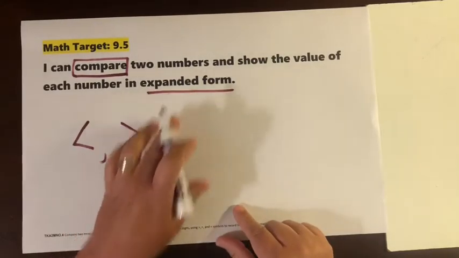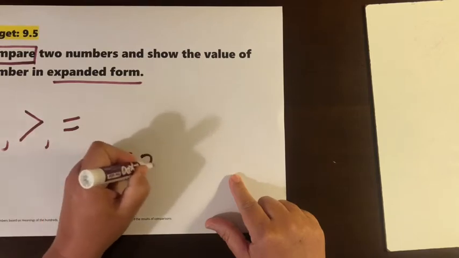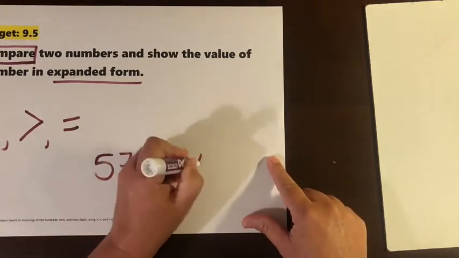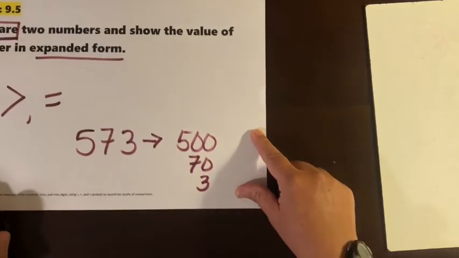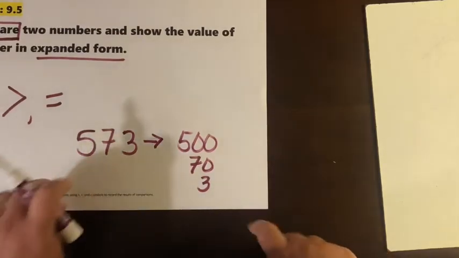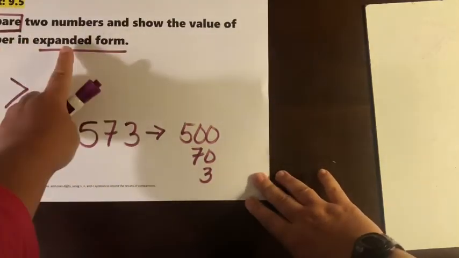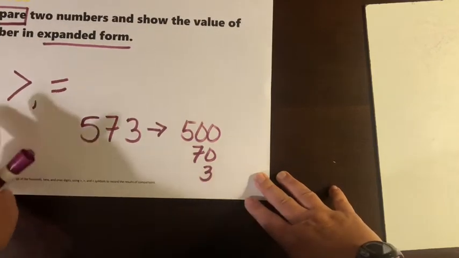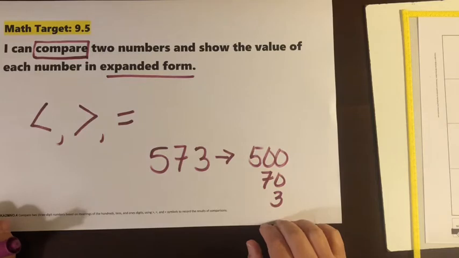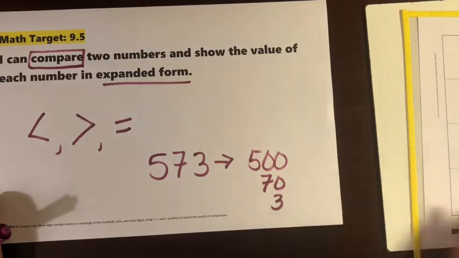Good job. And we know that expanded form, like whenever we looked at that number, 573, we expanded it out to say 500, and then a 70, and then a 3. That is an expanded number. So we are going to be looking at comparing two numbers, and we're going to expand them, and then we'll be able to write a number model that shows our comparison. Now that we know our math target for today, let's actually take some numbers and expand them and find the values of them. And to do that, we're going to use some base ten blocks.